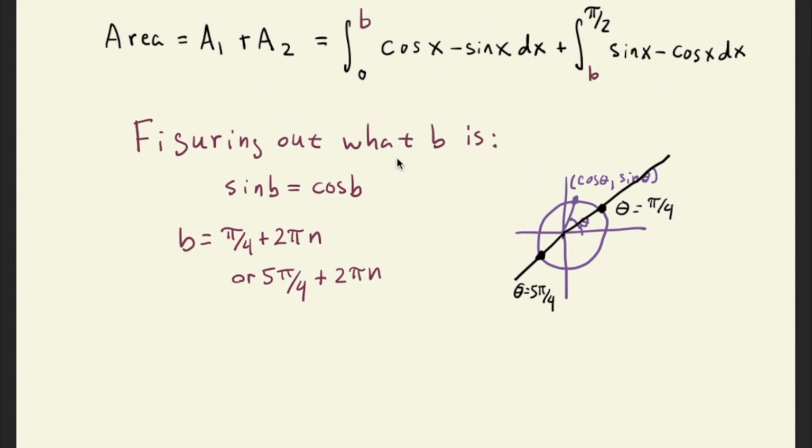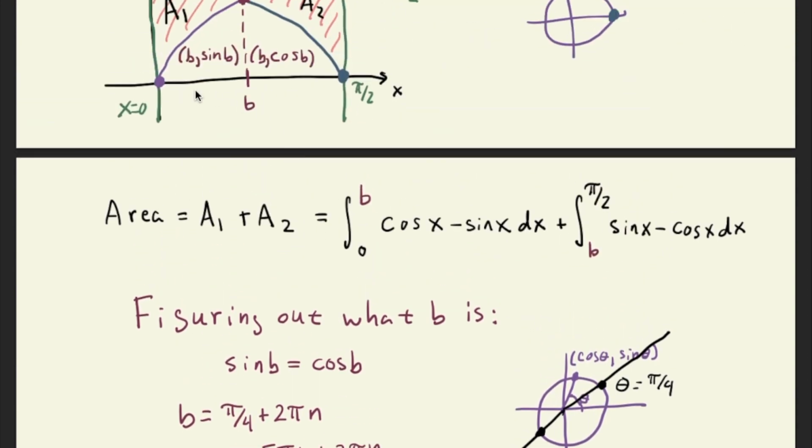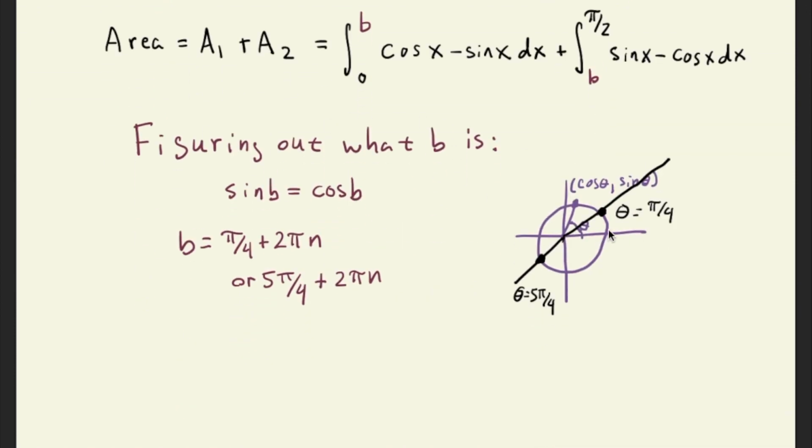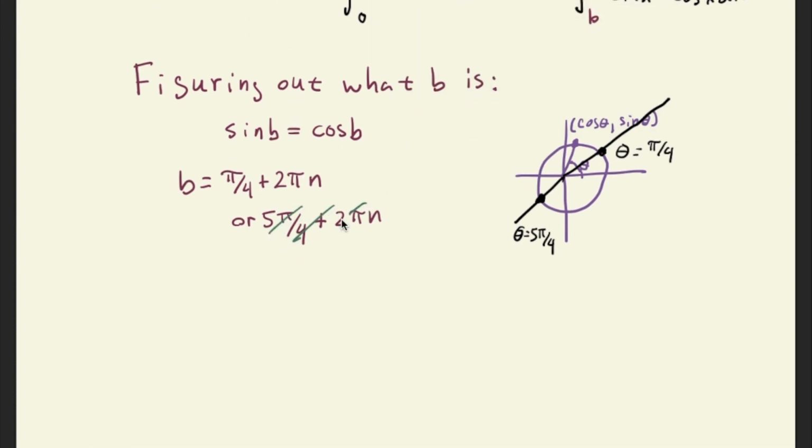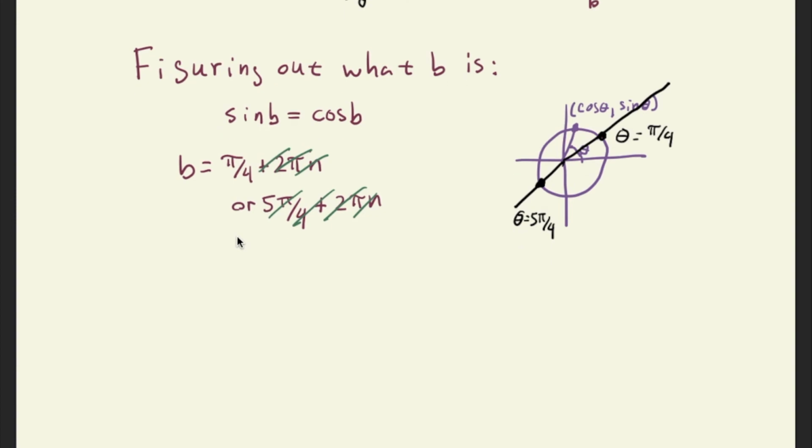But we are trying to find a solution between 0 and pi over 2. So for angles between 0 and pi over 2, the only solution is pi over 4. So you can cross out the other stuff that we figured out here. This is not the solution we want. Pi over 4 plus 2 pi would leave the interval 0 to pi over 2, so we can ignore this as well. We find out that b must be pi over 4.